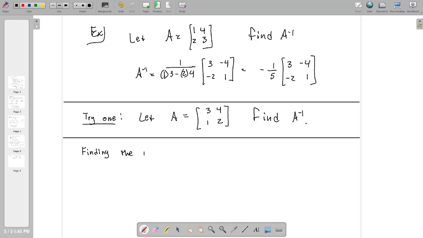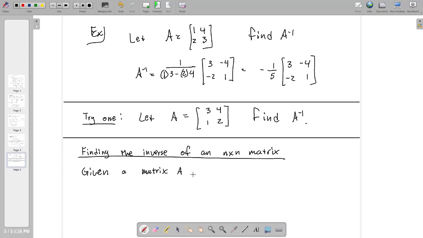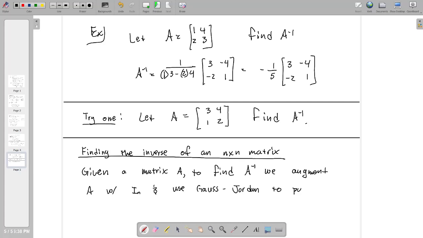The next topic I want to talk about is finding the inverse of an n by n matrix. Given a matrix A, to find A inverse, we augment A with I sub n and use Gauss-Jordan to put [A | I] into reduced row echelon form, [I | A inverse]. So we start by augmenting A with the identity matrix I, and then we use the Gauss-Jordan elimination method to reduce this augmented matrix into reduced row echelon form, which will have an I on the left, and on the right will actually be A inverse.